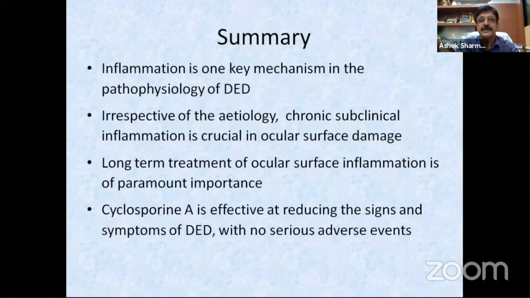In the end, I would like to summarize that inflammation is a key mechanism in the pathophysiology of dry eye. Irrespective of etiology, chronic subclinical inflammation is crucial in ocular surface damage. Long-term treatment of ocular surface inflammation is of paramount importance to preserve the ocular surface and to prevent the visual loss. Cyclosporine A is effective in reducing the signs and symptoms of dry eye and also adverse effects of inflammation on the ocular surface. Thank you so much for your patient hearing.